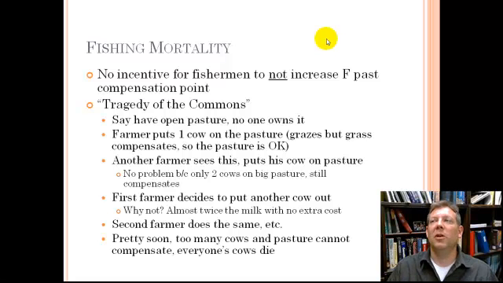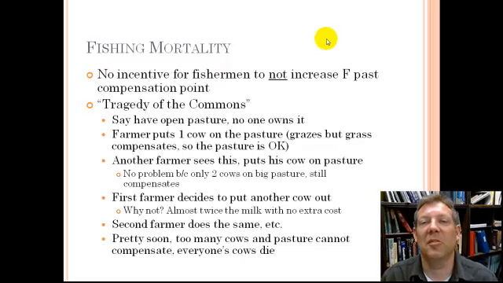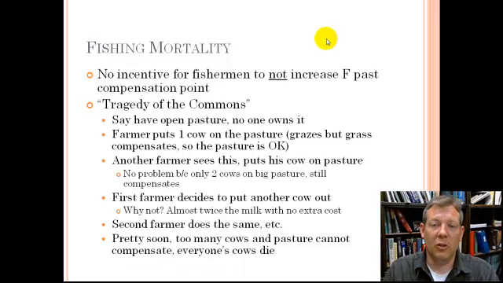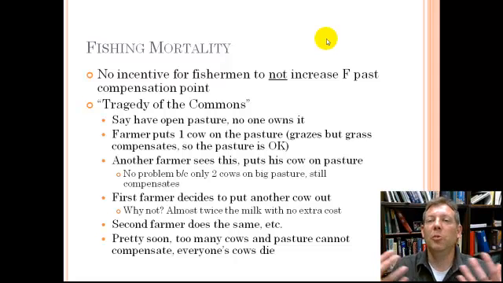Pretty soon, there are going to be too many cows, right? The pasture can't compensate, and everyone's cows die. Maybe that's a little dramatic. Maybe the cows don't die, but certainly their milk production goes way down. And consequently, now we have a situation where everybody loses because they've reached that point, past the point of compensation. And that's what the tragedy of the commons is all about.